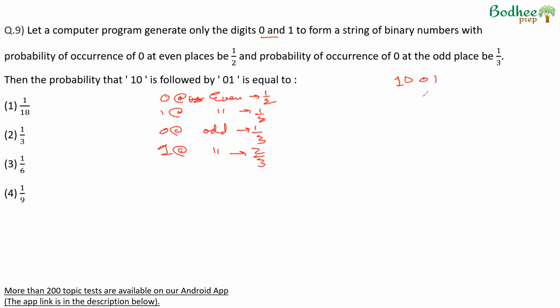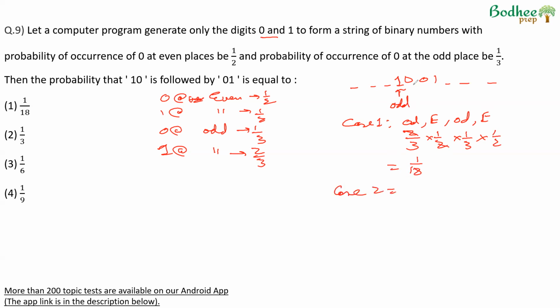Now see, there are 2 cases possible. We do not know where this string has been generated. Now, one possibility is that this is an odd number. The other possibility is this is an even number in the sense that even place. So what happens is this: the case 1 is we have odd, even, 1 at odd. 1 at odd is 2 by 3. 0 at even is 1 by 2. 0 at odd is 1 by 3. 1 at even is 1 by 2. So this becomes 2 cancel 1 by 18.